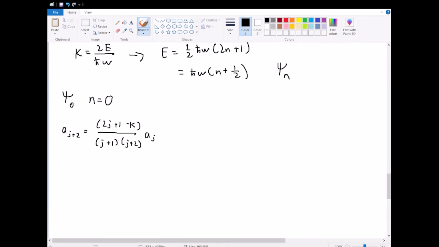So if n equals 0, then we have whatever a0 is going to be, and a2 is going to terminate. In that case, a2 just equals 0, so we just have a0, and our psi term, which equals h times e to the negative y squared over 2, is just going to equal a0 times e to the negative y squared over 2.